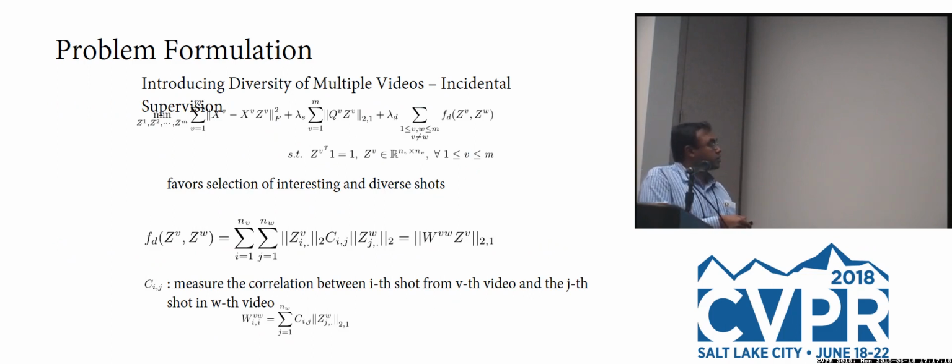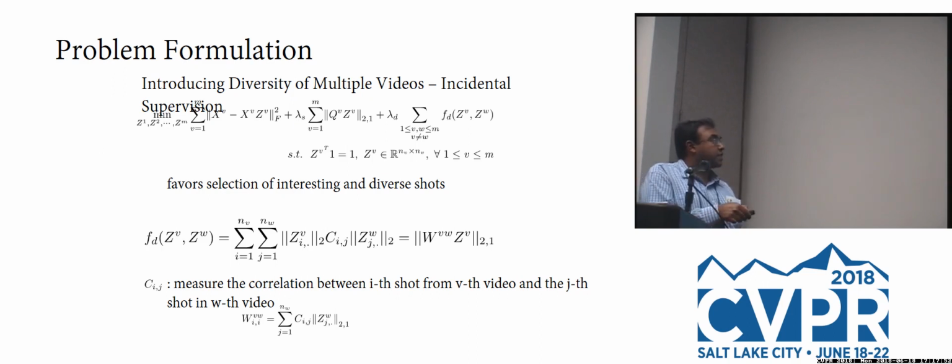Anyway, introducing the diversity of multiple videos, so the incidental supervision. Let's look at the parts of this cost function. The first part is a reconstruction error term. If we go back to one of the first slides, there was a reconstruction term and a sparsity term. So here is a reconstruction term, and this is a sparsity term, and then you could add a diversity term as part of this optimization function.